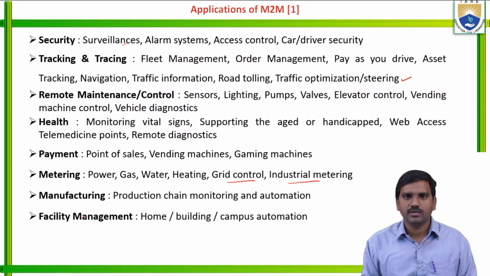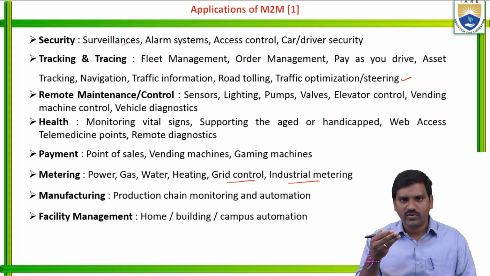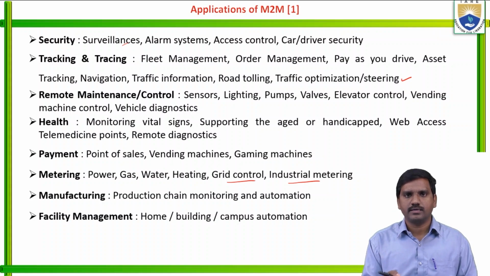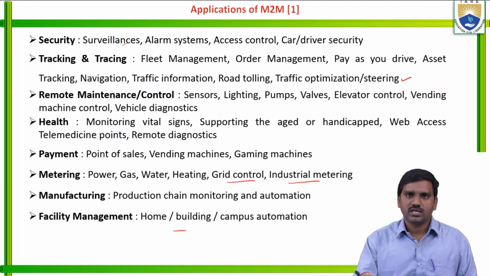Next, manufacturing, also in civil and mechanical departments, production chain monitoring and automation. So this is one of the applications of machine to machine. Next, facility management system. In a facility management system, in order to provide the facilities in a home, department, building, or campus automation, we are using the IoT machine to machine domain. So these are some applications of M2M.